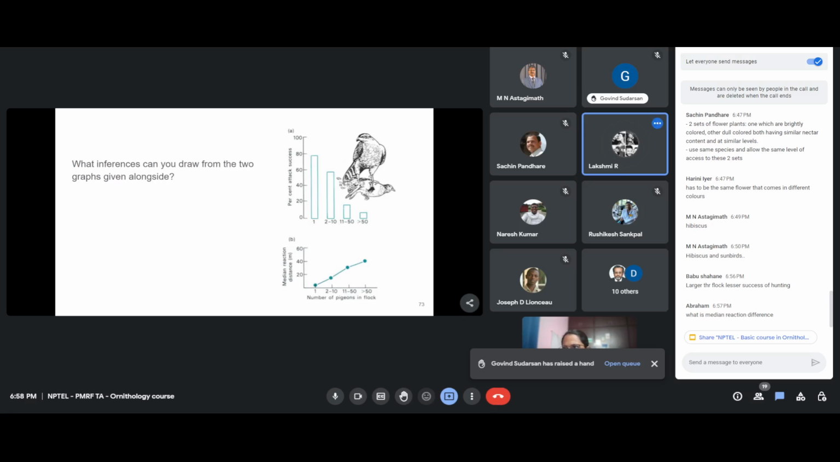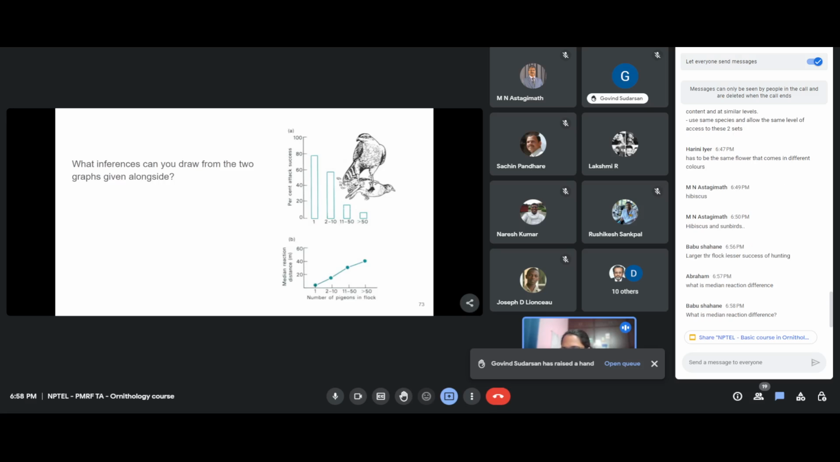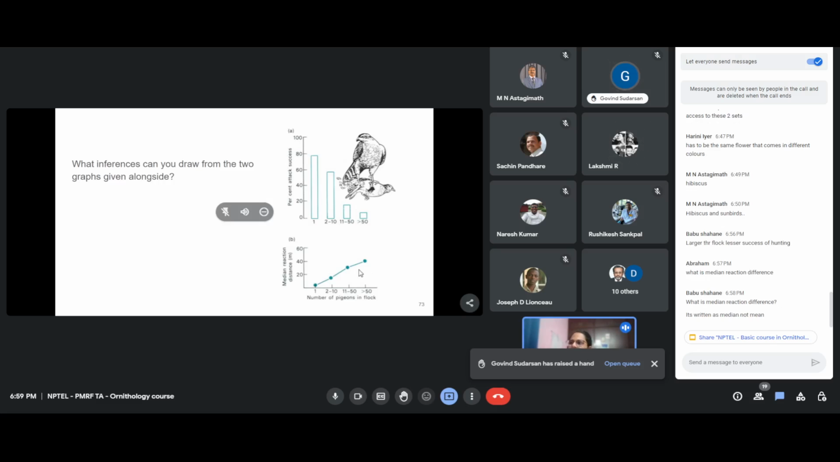No, then there will be, no. One second. So the y-axis is mean reaction distance. Okay, mean reaction distance. One second, let me just explain the y-axis. It's mean reaction distance. I think everyone's written different things. Basically, it is the distance at which a pigeon reacts to a predator being present near it, right?